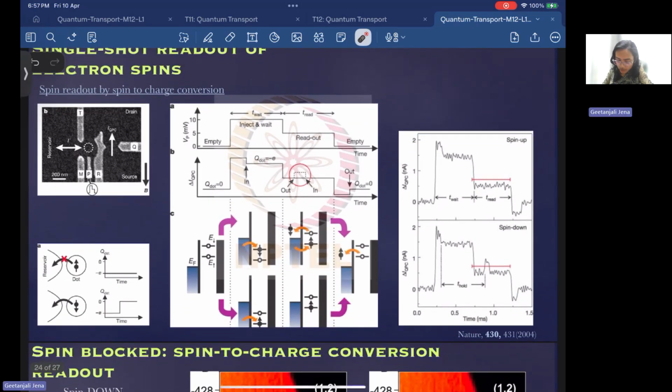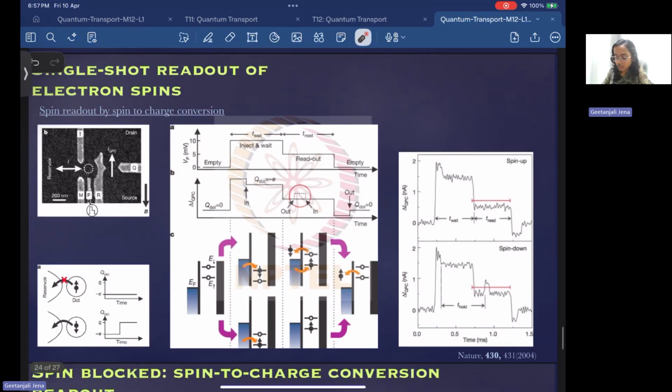Because it's not possible to directly read out the spin state, instead of spin we use the charge state of this tunneling electron. Depending on the response through this QPC region, because the QPC will record whether the electron is tunneling in or tunneling out, based on the response of this QPC we can say whether it was a spin up state or a spin down state. Okay, so let us see this in detail.